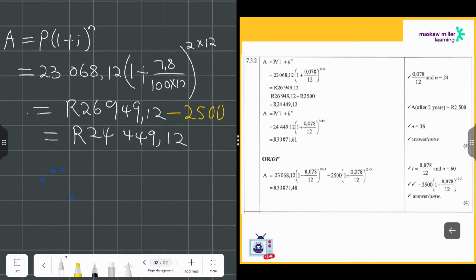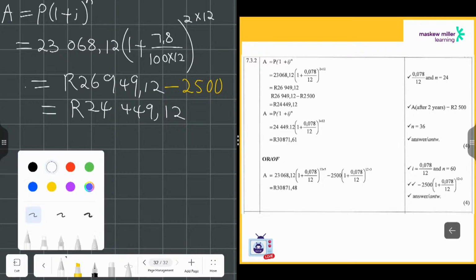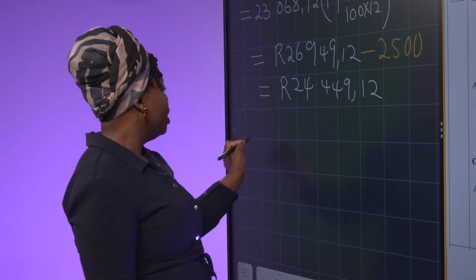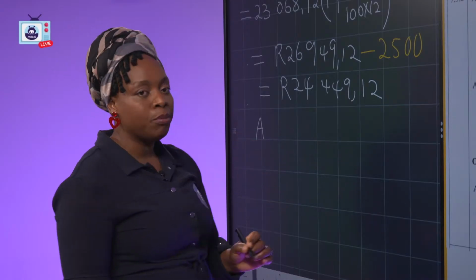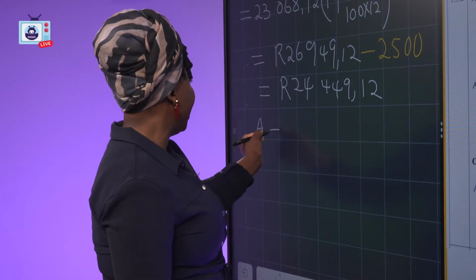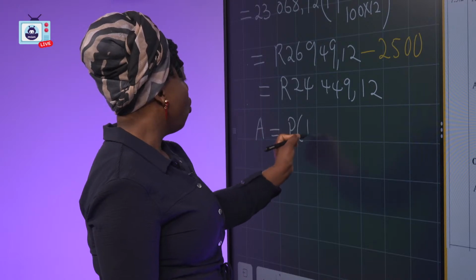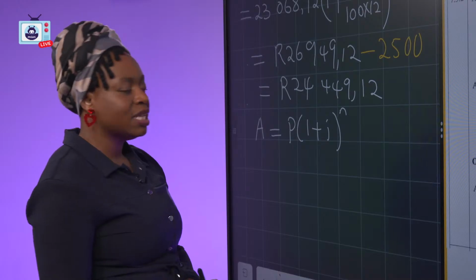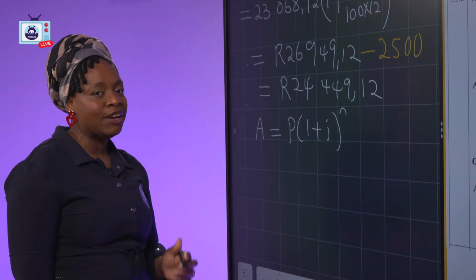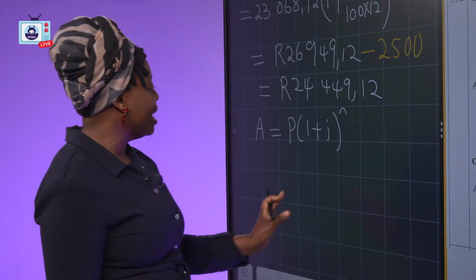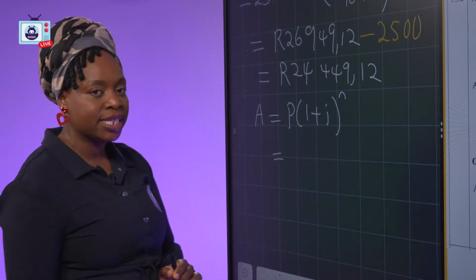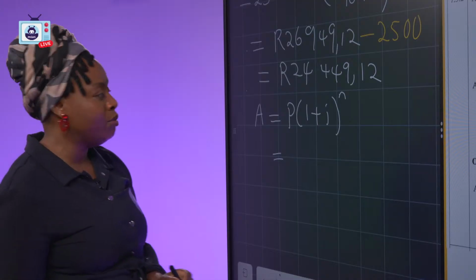But then after 2 years, there were 3 more years remaining for us to reach the 7 years. Then we calculate our remaining 3 years using A equals P, 1 plus i to the exponent n. Please make sure that you always write the formula down, because if you don't write the formula, you might make a mistake and nobody will be able to trace when and how you made the mistake.